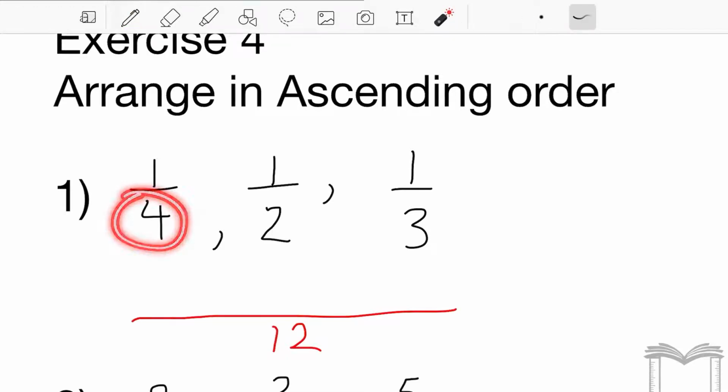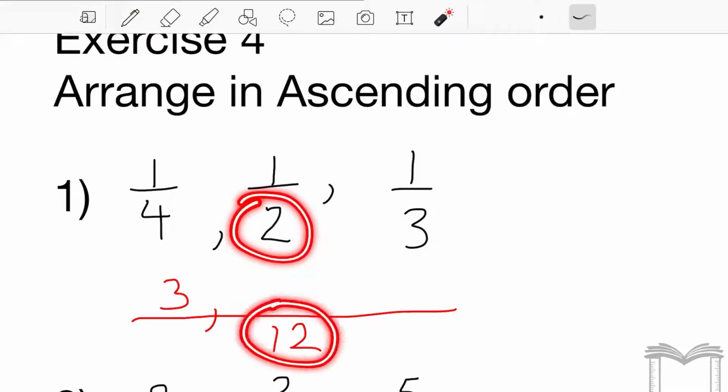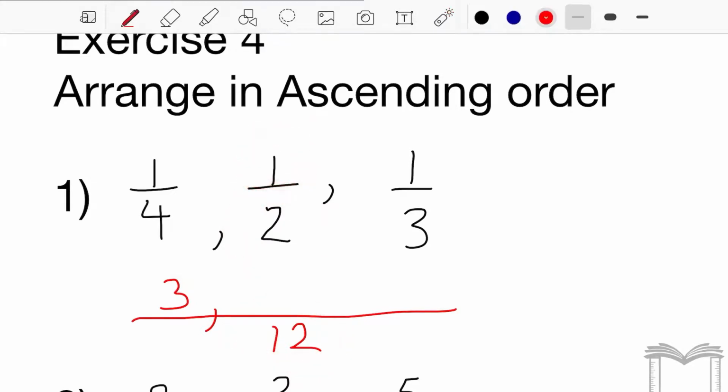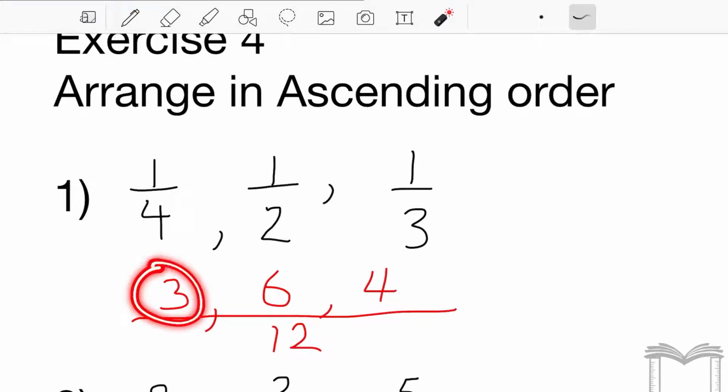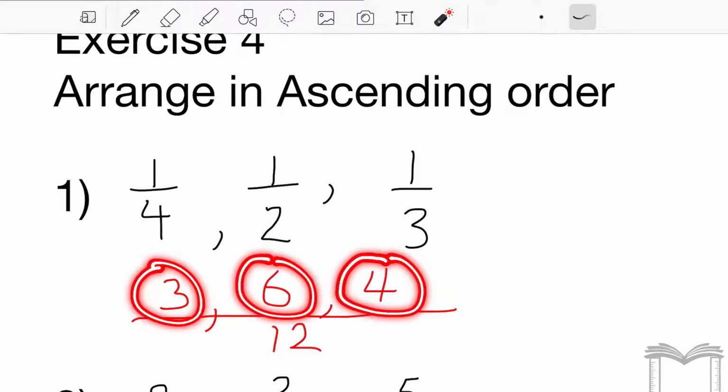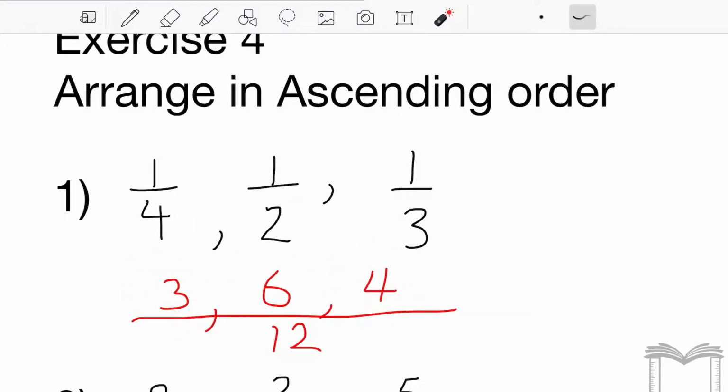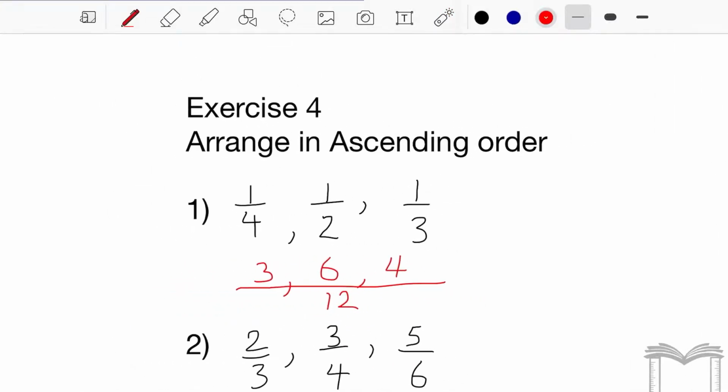So 4 into 12 is 3. 1 times 3 is 3. Put back the comma. 2 into 12 is 6. 1 times 6 is 6. 3 into 12 is 4. 1 times 4 is 4. Now we can easily see which is the smallest number, the next largest, and the largest. So let's put them in ascending order.